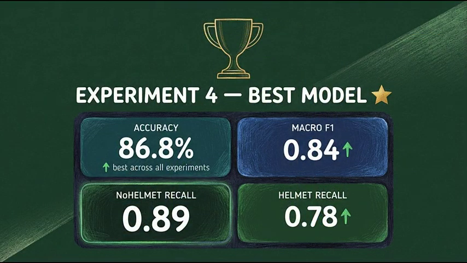Experiment 4, partial fine-tuning, is the best model. By unfreezing the last 30 layers of MobileNetV2 and training with a low learning rate, the model adapted its deep feature representations to construction site imagery rather than generic ImageNet patterns. The result: without-helmet recall jumped from 0.75 to 0.89, exceeding the 0.8 safety threshold for the first time. Macro F1 reached 0.84. This is the model deployed for all subsequent evaluation.